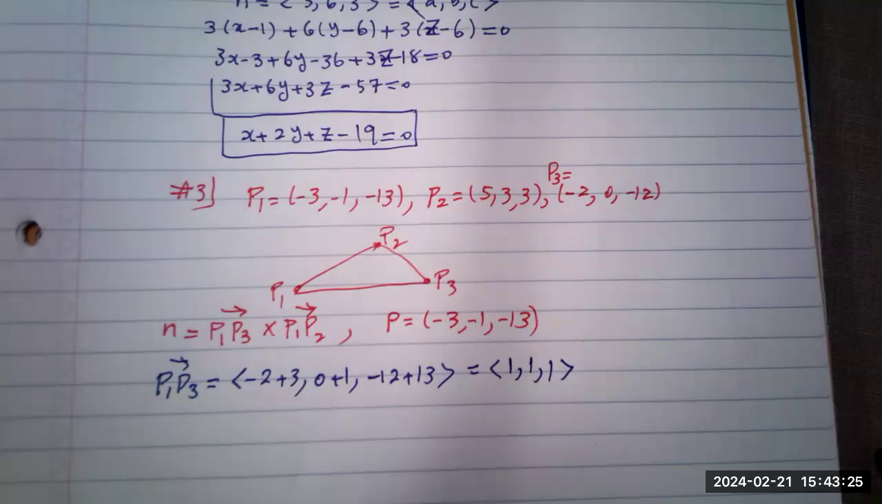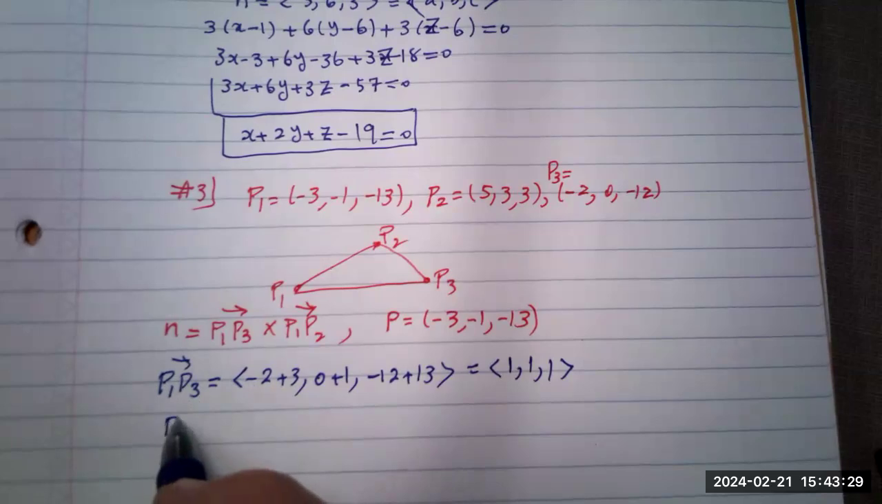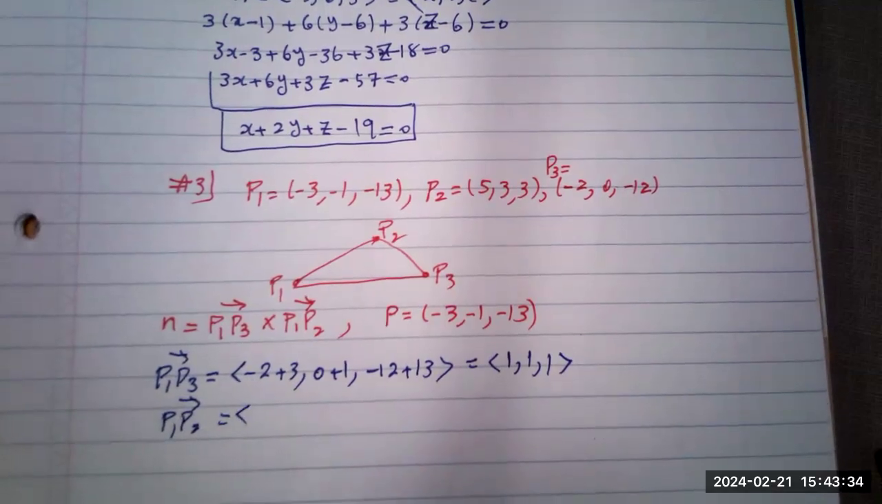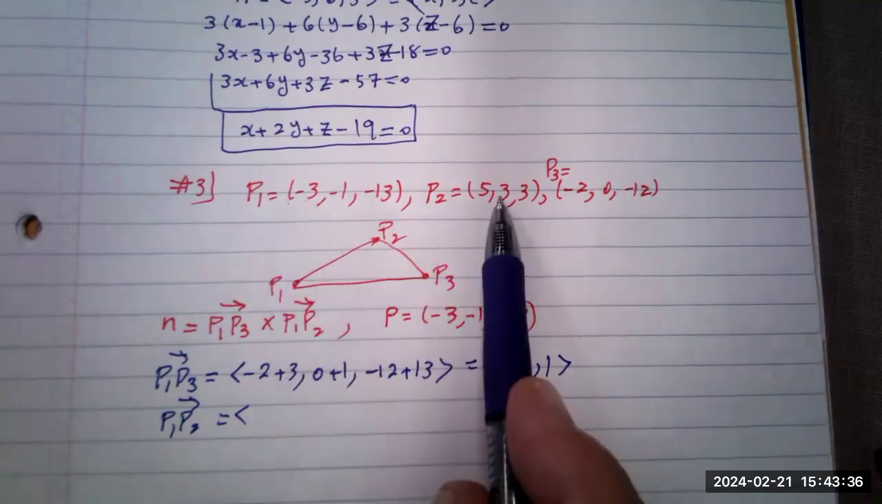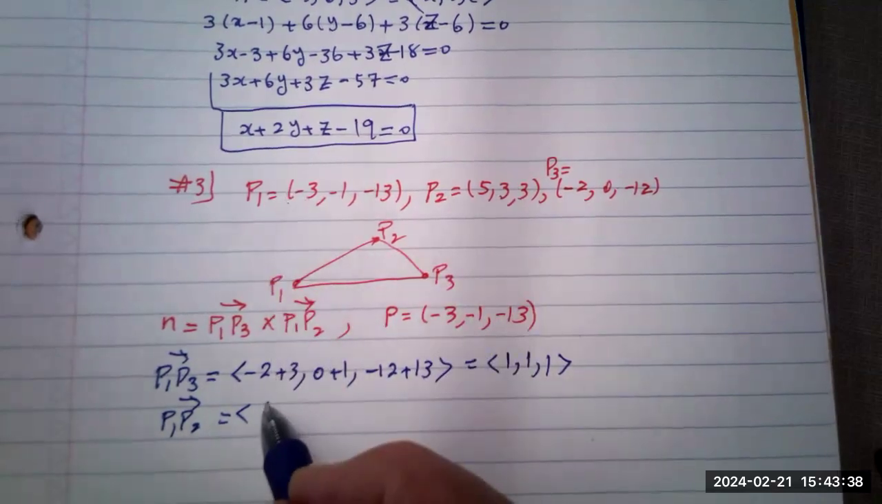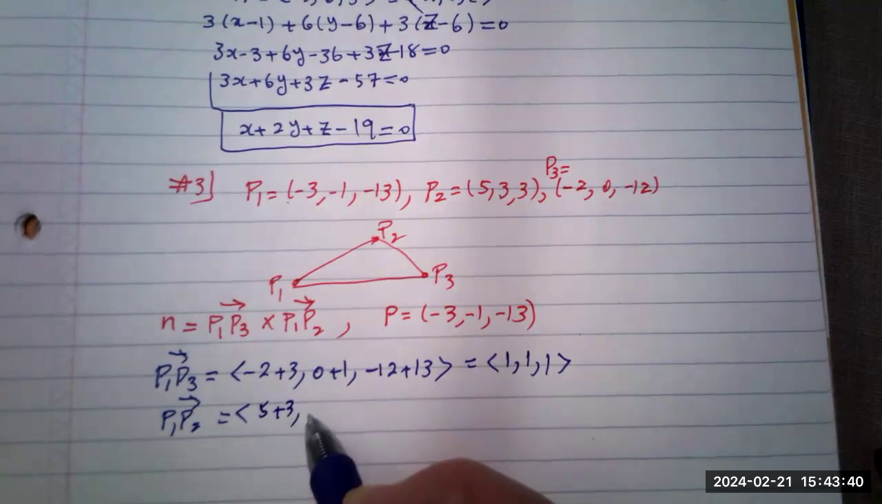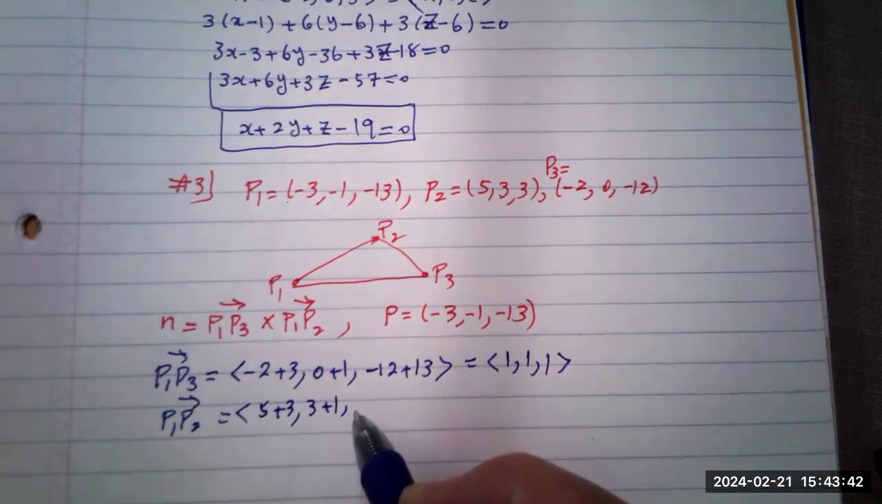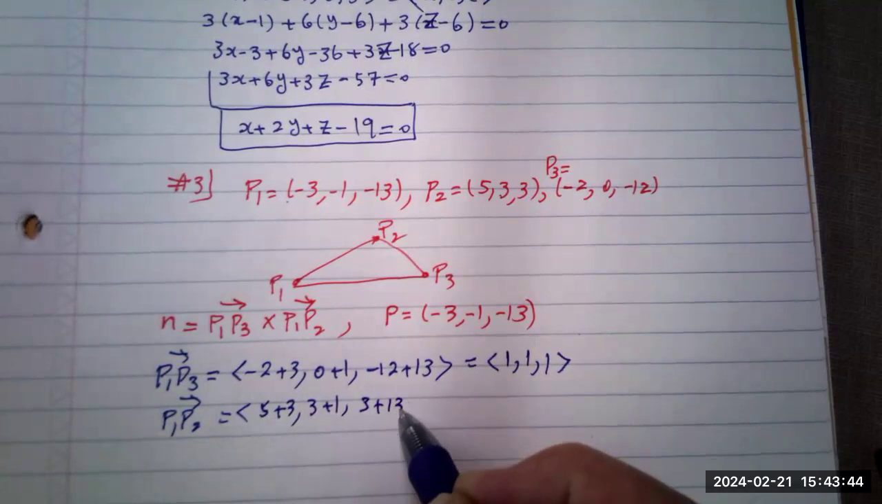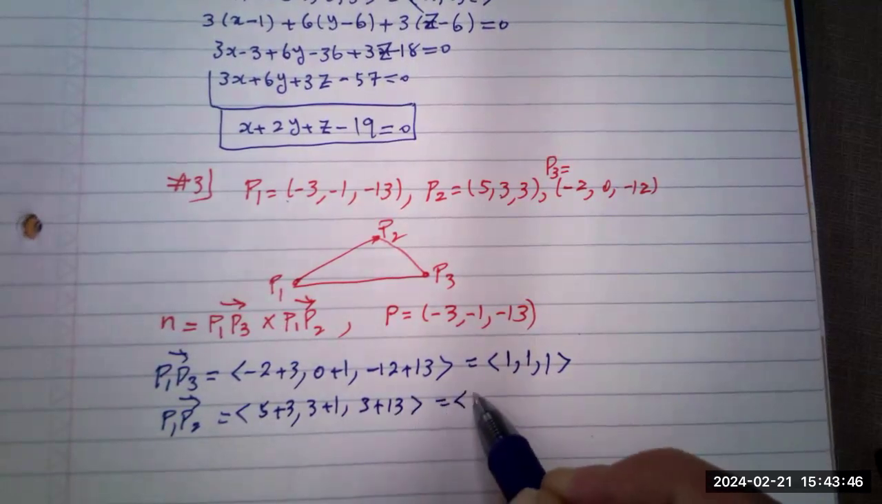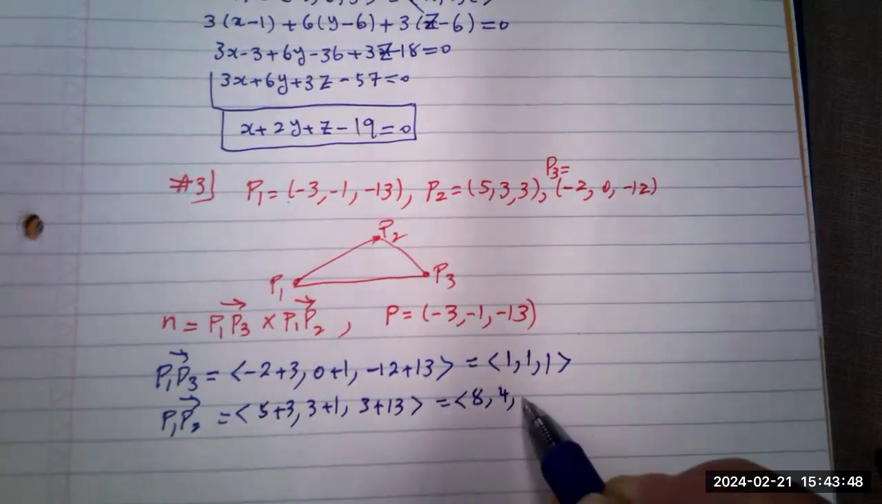Okay, so that's going to be 1, 1, 1. There you are. And the other one is P1, P2. So it's going to be the difference between 1 and 2, 1 and 2. So that gives you 5 plus 3, 3 plus 1, and 3 plus 13. So you arrive at 8, 4, and 60.